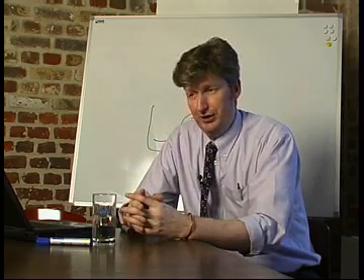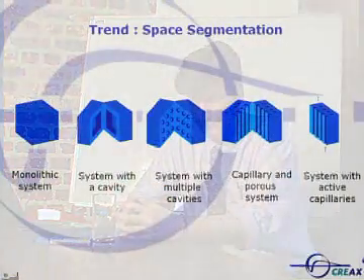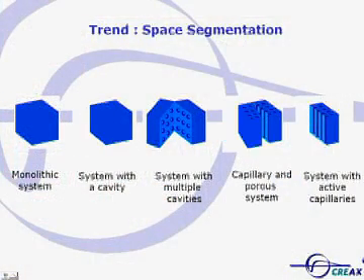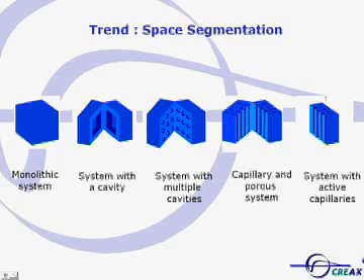At the bottom of the slide you can see one of the more detailed trends, a trend that we know as space segmentation. And this trend basically says things will start off at the left hand side of the trend and they will evolve across to the right.